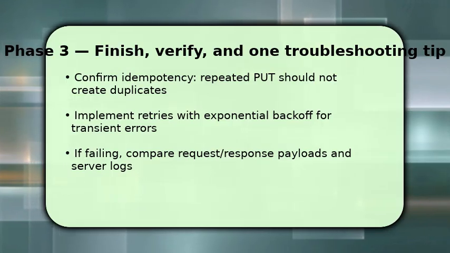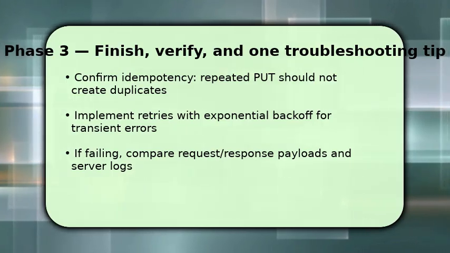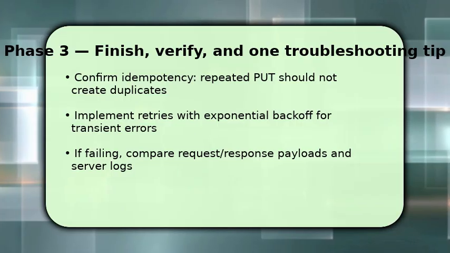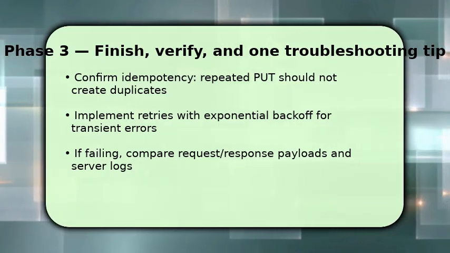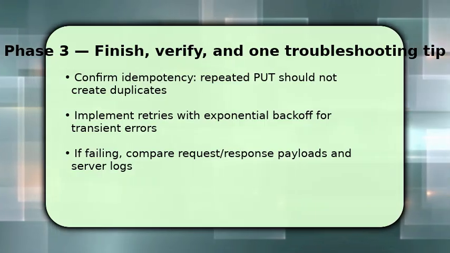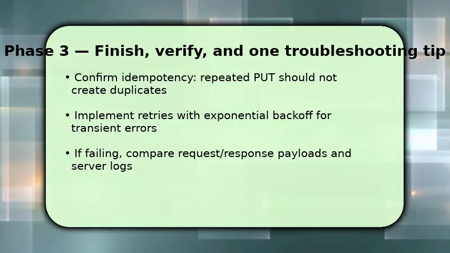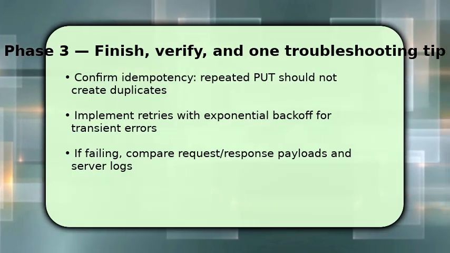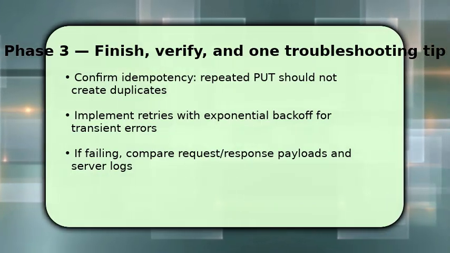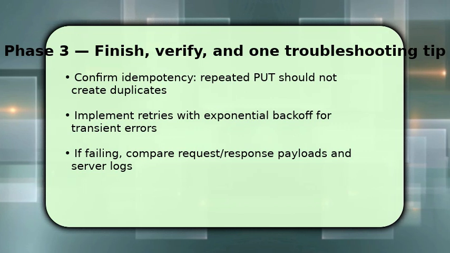If things go wrong, capture the exact request payload, headers, and the full response. Compare them to the expected schema and server logs. One key troubleshooting tip: if you keep getting 409/412, check ETag/version mismatch and refresh the resource before retrying. This resolves most concurrent update failures.